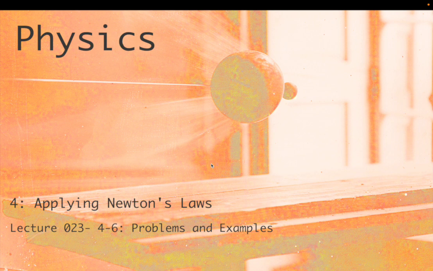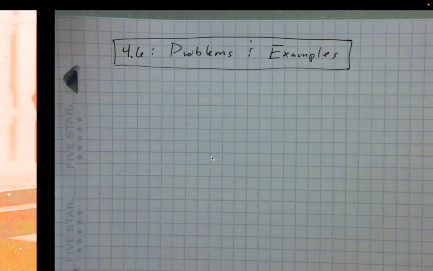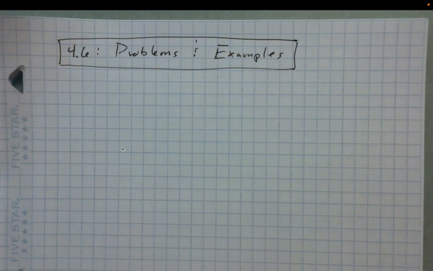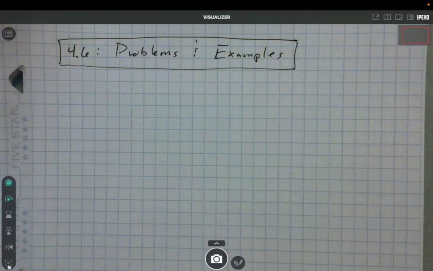And in this section, we're going to just wrap up chapter 4, applying Newton's laws, with some final examples. A few final examples just to round out a few scenarios that we haven't seen. So let's go ahead and jump into it. We'll call this section 4.6, problems and examples, of course, applying Newton's laws.